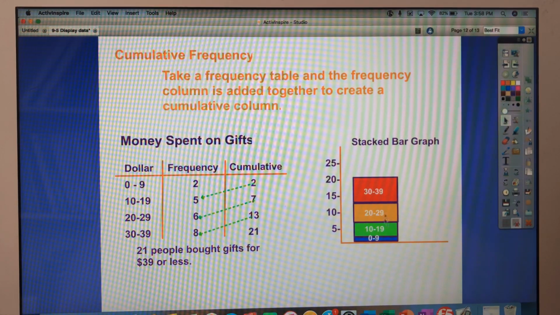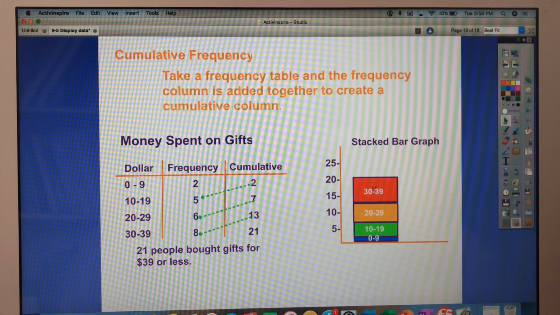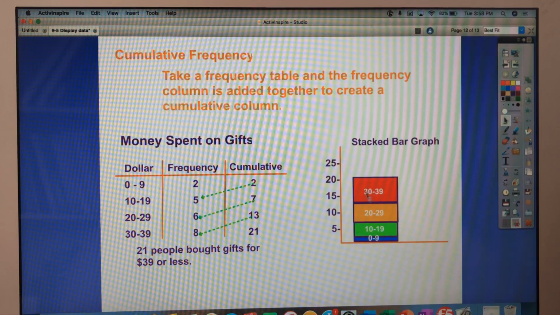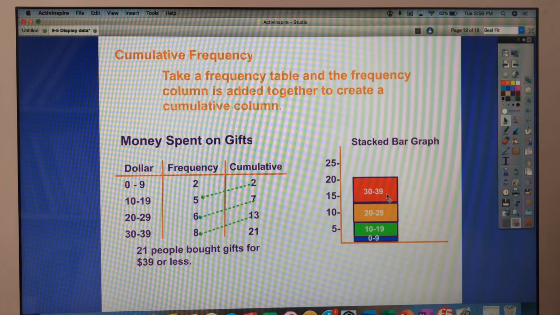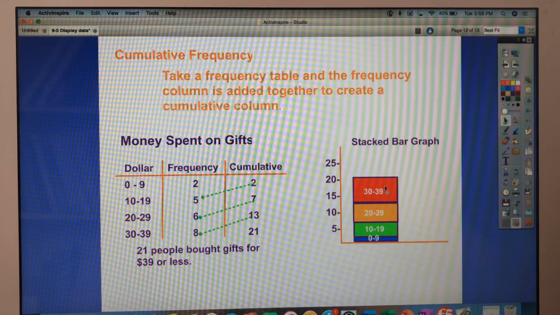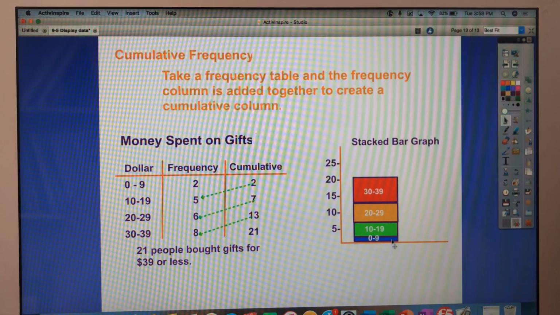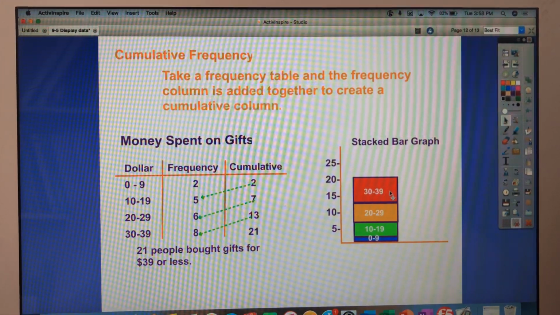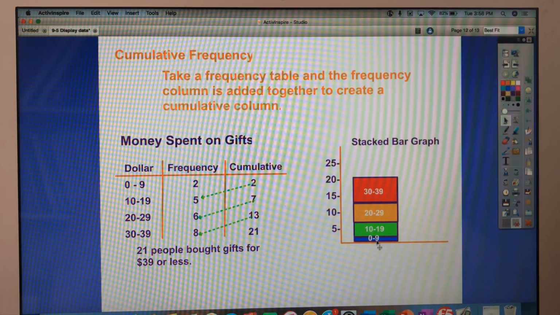If I want just one stacked bar graph, I can look at this and go, oh, look, the majority in red here bought $30 to $39 gifts. I don't even need to know the exact number. I can see that it's more than the others. Not the majority, but more than the others. I can see then comes gold, green. So the fewest number of people bought a gift under $9. Stacked bars are very helpful.